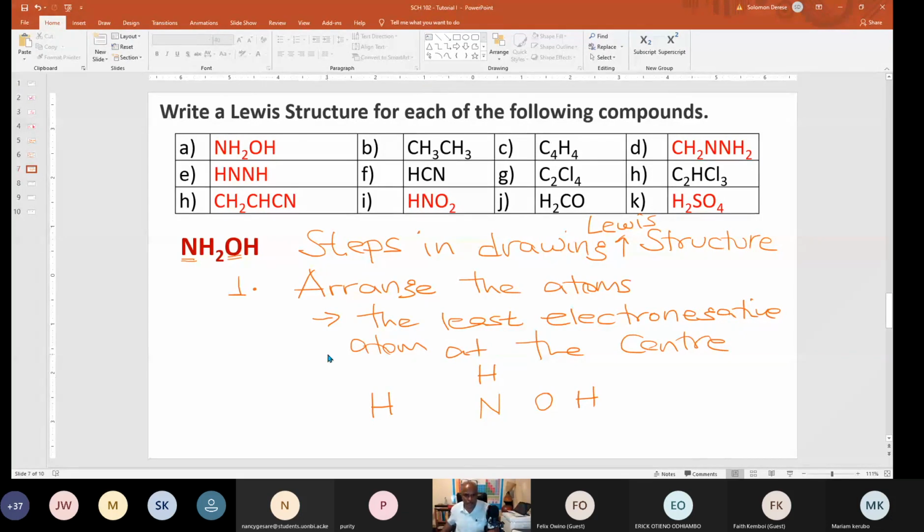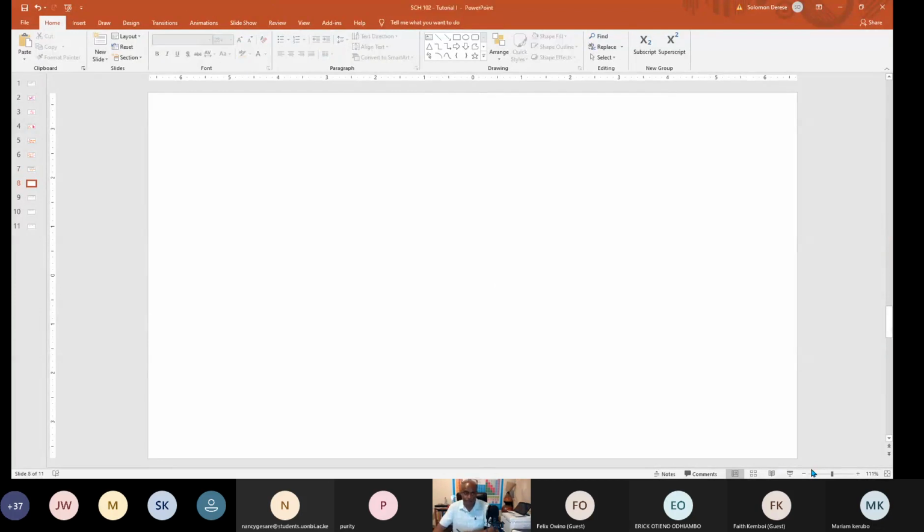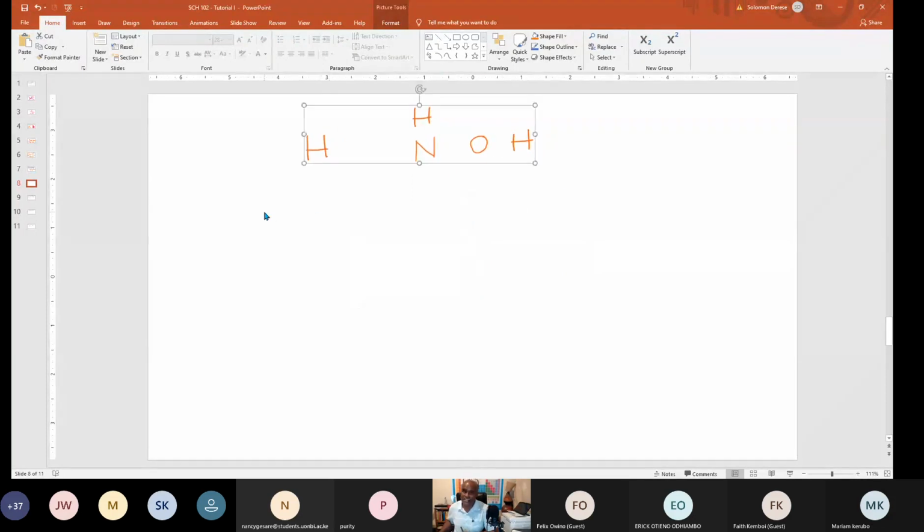So now let me just copy what we have established in this step, and we go to a new slide. So this is what we have established from the first slide, the arrangement of atoms. It is very, very important you do this right. Otherwise, if you put the hydrogen in the middle and the nitrogen on the outside, it's going to be chaos. We are not going to go anywhere. Now, that's the first step.